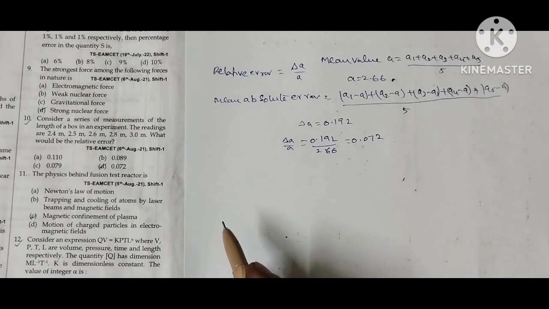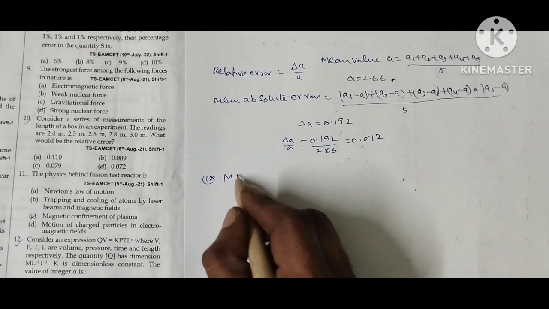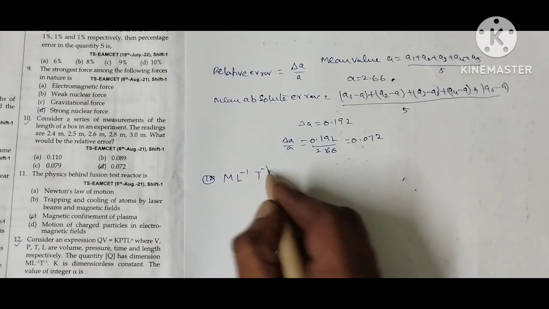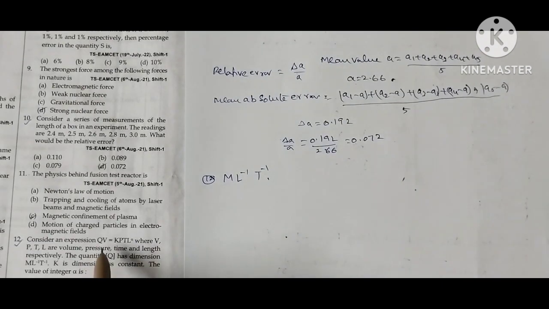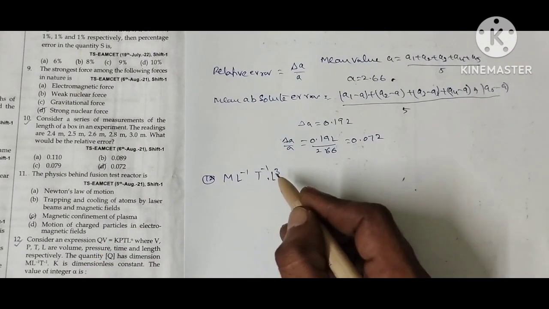Here, in this question, they give that Q is M L power minus 1 T power minus 1, and V means volume, volume means meter into meter into meter, that is L cube.